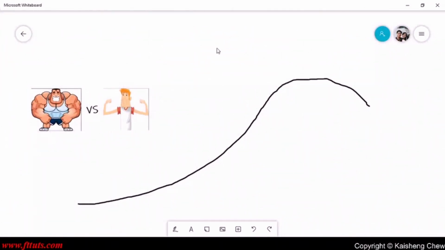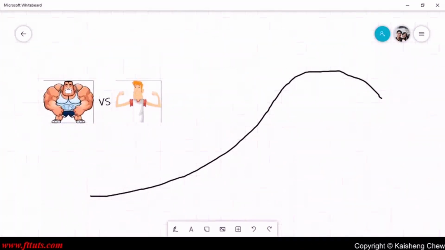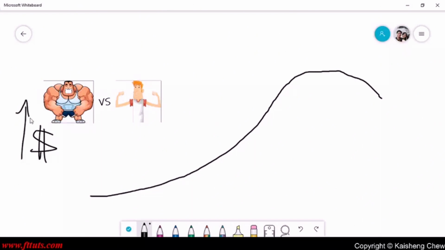This is our price chart. Imagine this big guy is our big boy, and this guy is a retail trader. The big boy is the people who have a lot of capital and money in their hands. Then retail traders like us have a small amount of money.